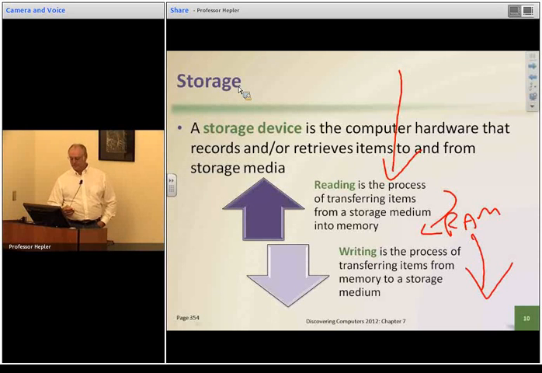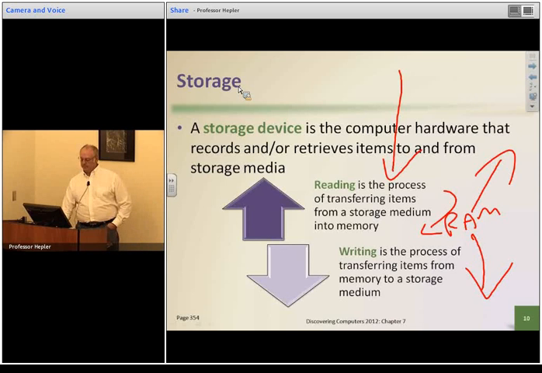Writing is transferring items from memory, from RAM, back to the hard physical disk. Okay? Reading is pulling it from the disk. Writing is putting it on the disk. It's that simple. Makes sense.